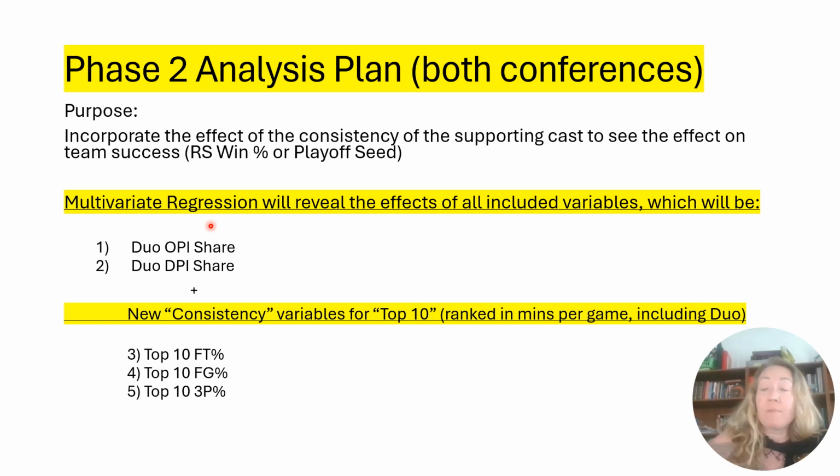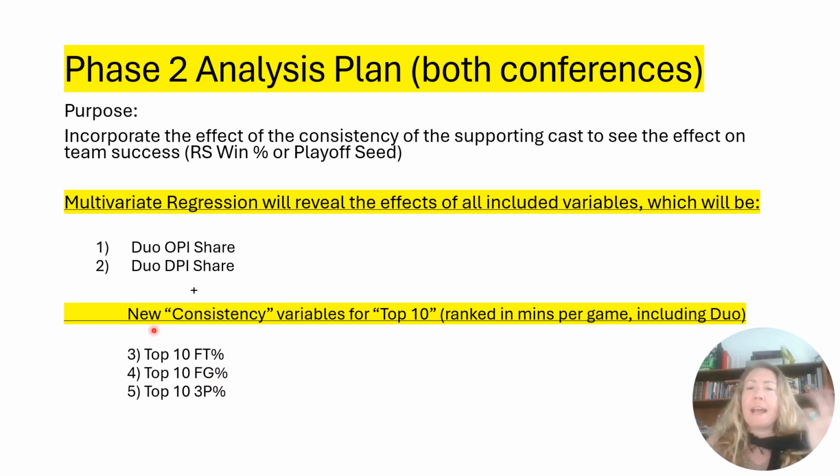So we'll expect, when we run the Eastern Conference, that the duo OPI and DPI share will have weights that will be higher than those for the Western Conference. So to figure out what else is going on, my first three variables that I'm going to add in are going to be the top 10 free throw percentage, field goal percentage, and 3-point percentage.